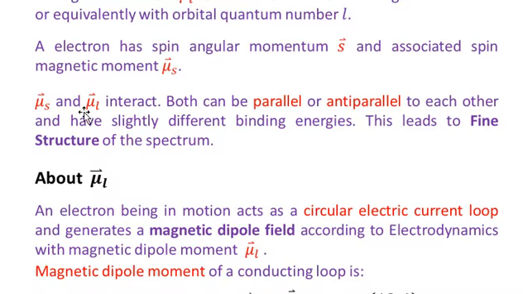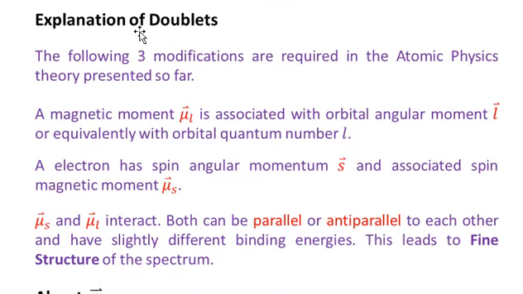Mu S and mu L interact with each other. Both can be parallel or anti-parallel to each other and have slightly different binding energies in the two modes. This leads to fine structure of the spectrum. So you see that here the word fine structure is very important, and fine structure is responsible for the splitting of the doublets, which we call the doublets.